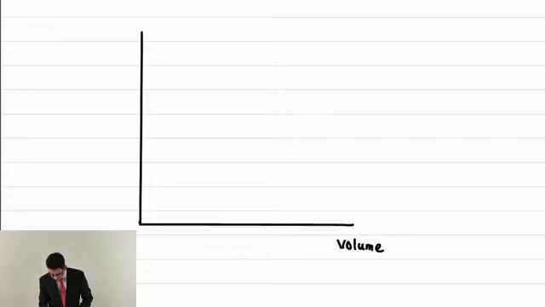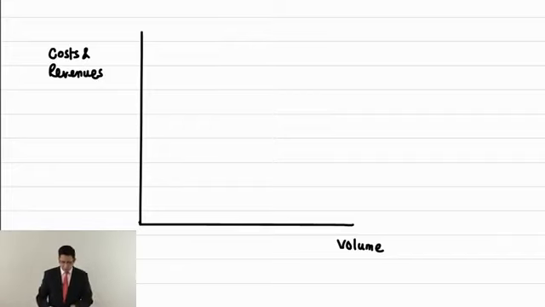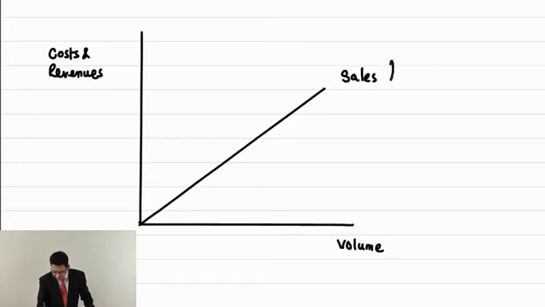Let's say this is the y-axis and here is the x-axis. So here is the budgeted volume, here is the costs and revenues. First of all, let's suppose you can start with the sales line. Now this is an imaginary sales line. Please do not think this is a real sales line.